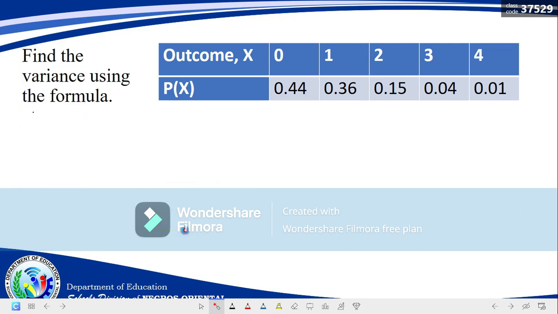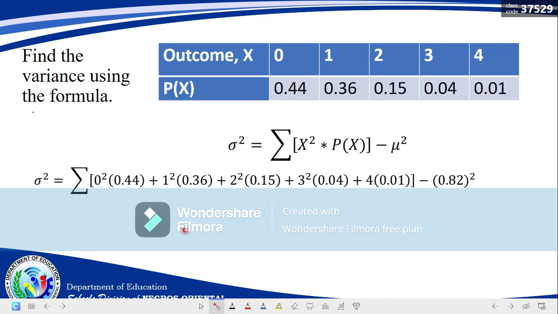0.82. Now find the variance using the formula. So we already solved the mean. So now we are going to solve the variance using the formula.